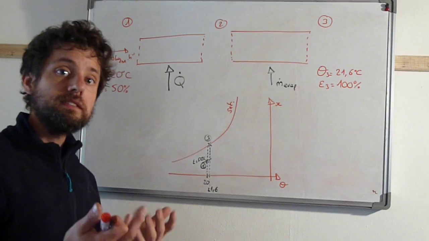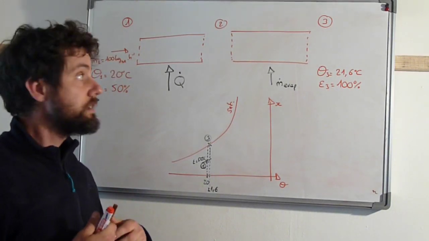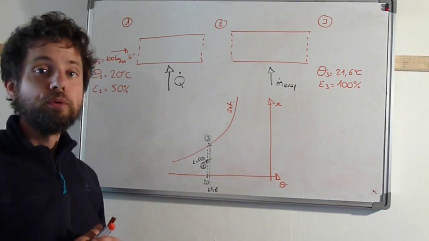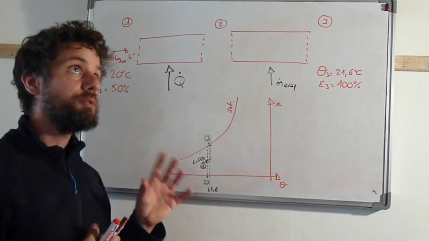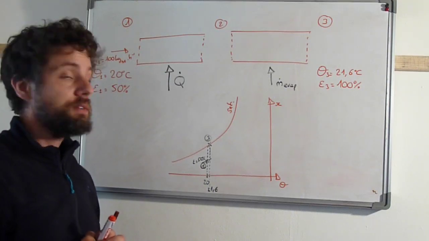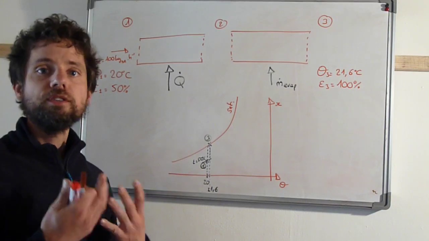When it's heated we add some heat, but without changing the proportion of moisture, the proportion of humidity and from dry air. So X stays constant while the temperature is increasing.